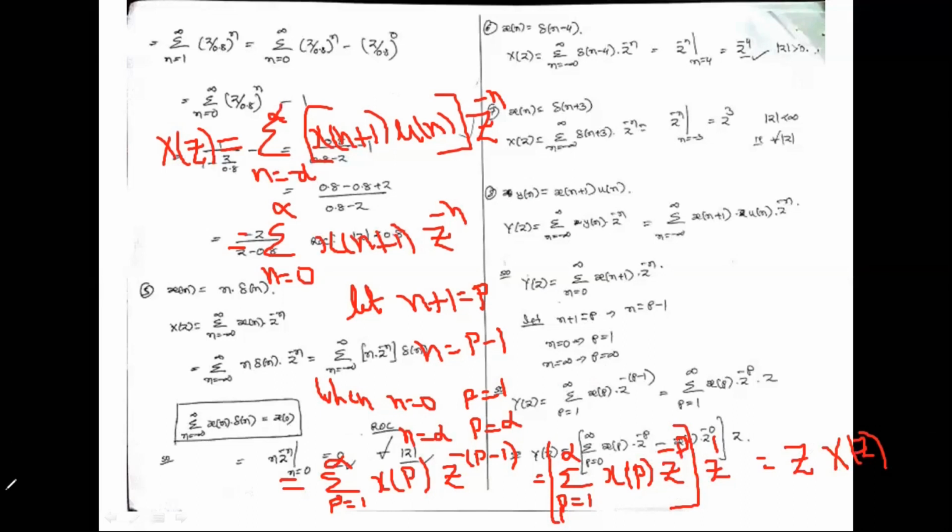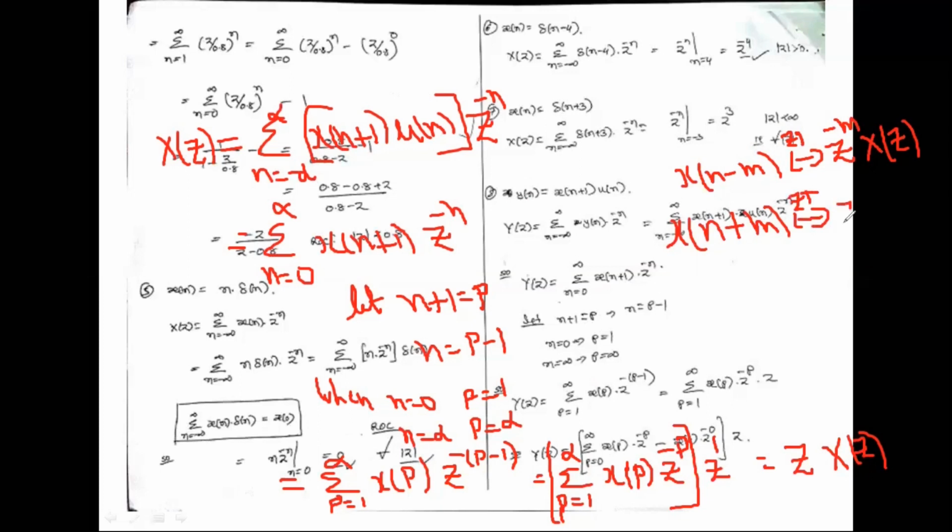Z into x of z. Got it, my dear students? One of the properties, the shifting property, says that for x of n minus m, the z transformation for positive values of m is a negative power of z multiplied with x of z, the unshifted z transformation. Now for x of n plus m with negative values of m, the transformation is z power m, a positive power of z, and x of z.